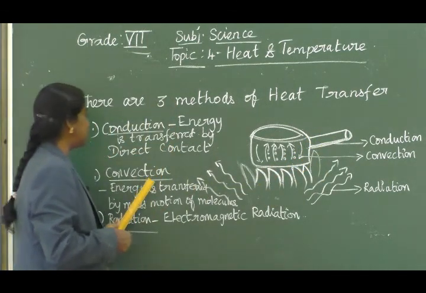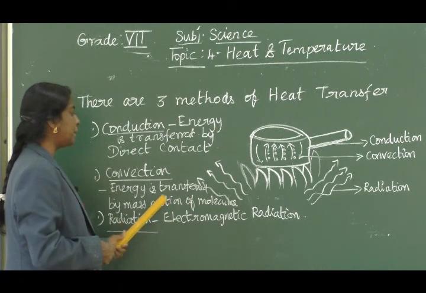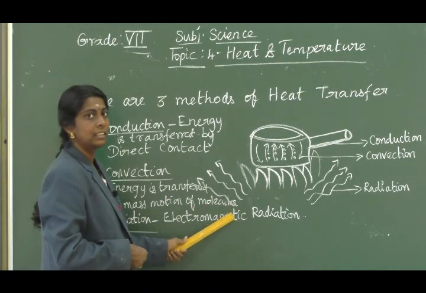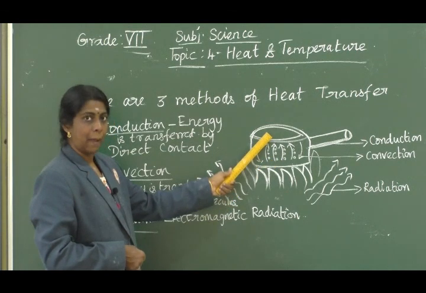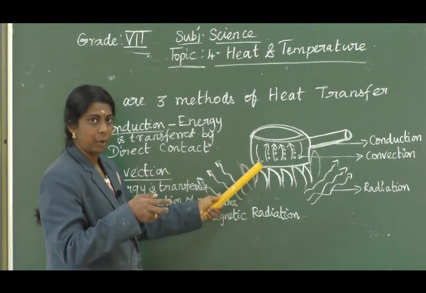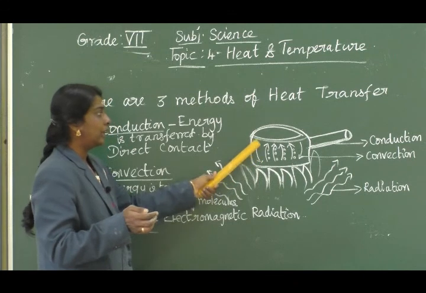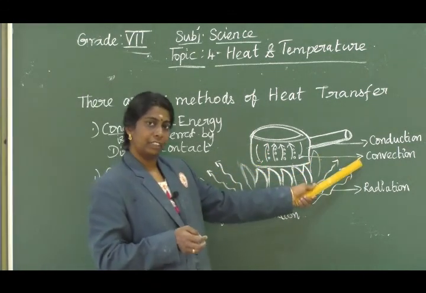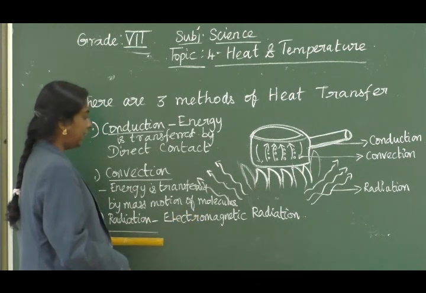The next mechanism, convection. In convection, energy is transferred by mass motion of molecules. The water molecules get heated and move towards up, and the molecules which are present upside will move towards down. So this movement of molecules is known here as convection. Clear children? Yes. Next, the third thing, radiation.